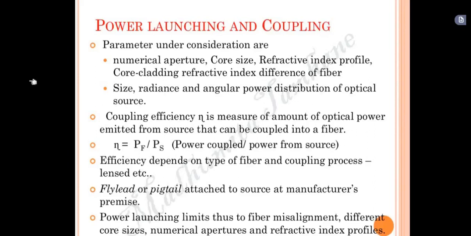Next is the pigtail, attached to the source at the manufacturer's premises. This is one type we use for making the source, and that is also going to affect it, right? Obviously, when we have any kind of thing, it is going to affect that as well. Next is regarding the power launching limits, due to fiber misalignment, different core size, numerical apertures as well as the refractive index profile. So based on the refractive index profile also our laser is going to depend.